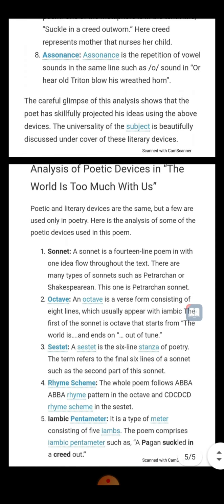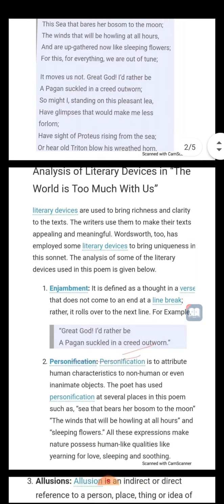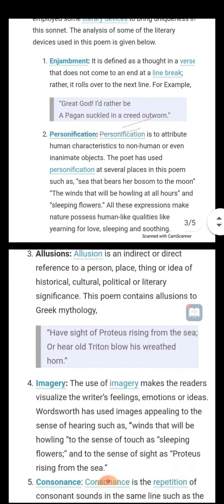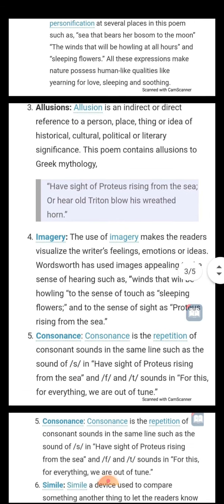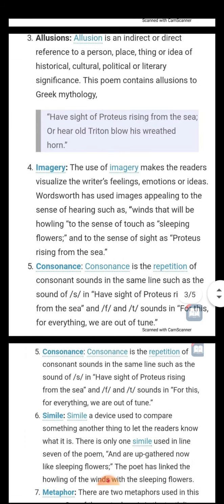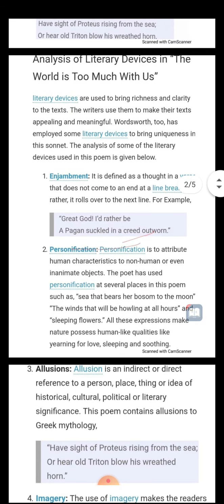So this is all about the form of this poem in which it is written. And if we talk about the major literary devices which are used in this poem: enjambment, personification, allusions, imagery, consonance, simile, metaphor, assonance. All these literary devices are used in this poem, "The World is Too Much with Us."